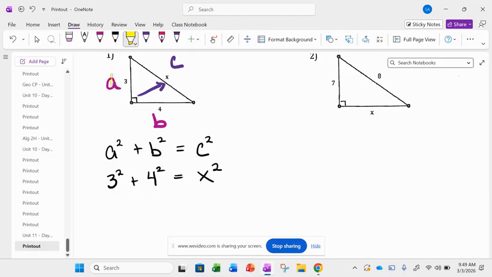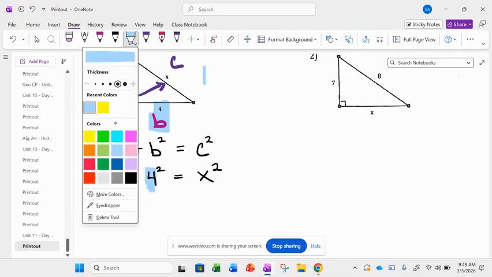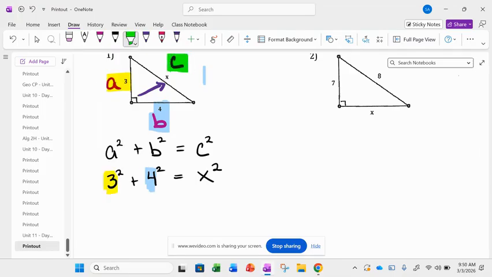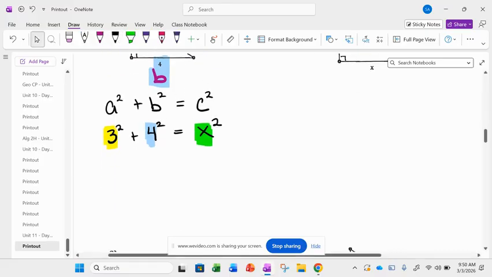So let me color code this. We said a was 3. We said b was 4. And c was x. And now this brings us back to what we were doing and what we just had our quiz on. We have to solve this. So this is why I spent all that time practicing. So before I square root both sides, I have to simplify.